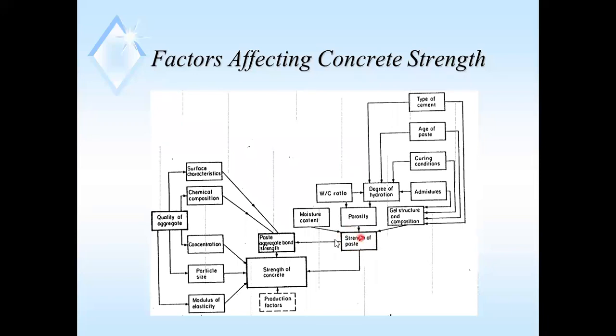All these are going to affect the strength, or it may be other parameters related to the coarse aggregates. These are related with the cement, and these are related with the aggregates like surface characteristics, chemical composition, concentration, particle size, modulus of elasticity. Again, it will affect the strength. So basically we need to consider the different parameters which are associated with the cement as well as your fine and coarse aggregate, as far as strength gaining is considered.